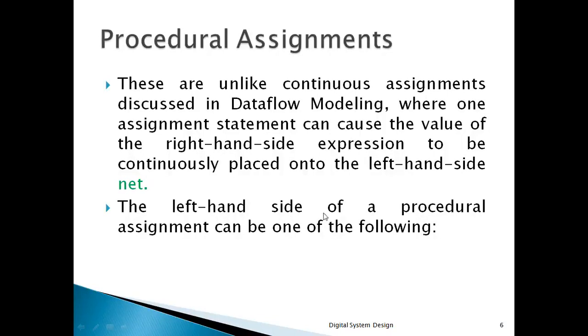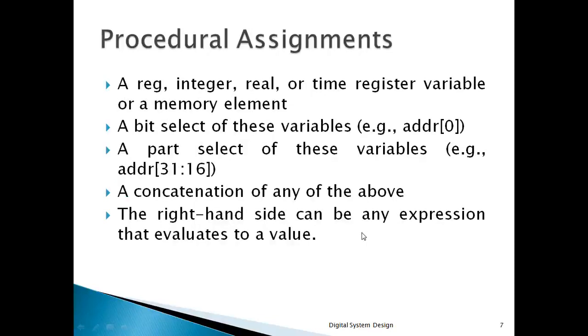While the left hand side of a procedural assignment can be one of the following: reg register data type, integer data type, real or time register variable, or memory element. While in data flow modeling we have used the assign keyword, which is used to assign the value to a connection or net data type. So please note the difference.